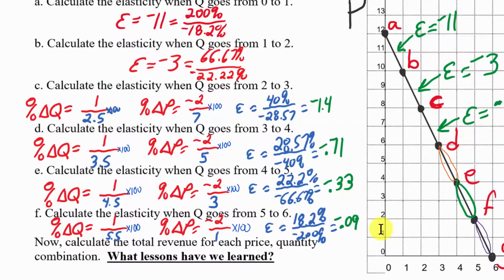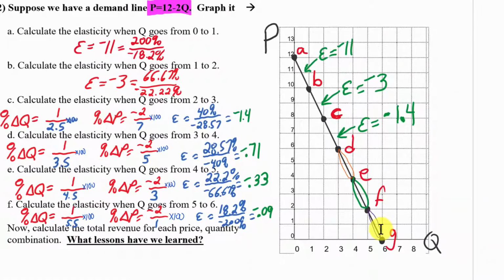Now, why is this happening? Well, let's label it along the line, and then we can kind of think about this. So here we have our elasticity of minus 0.71 between E and F, minus 0.33, and between F and G, minus 0.09. What's happening here is that as we go down the line, our change in price is always going down 2, and our change in quantity is always going up 1 since it's a straight line, right? That over 1 down 2 is the minus 2 slope of this line that we're working with.